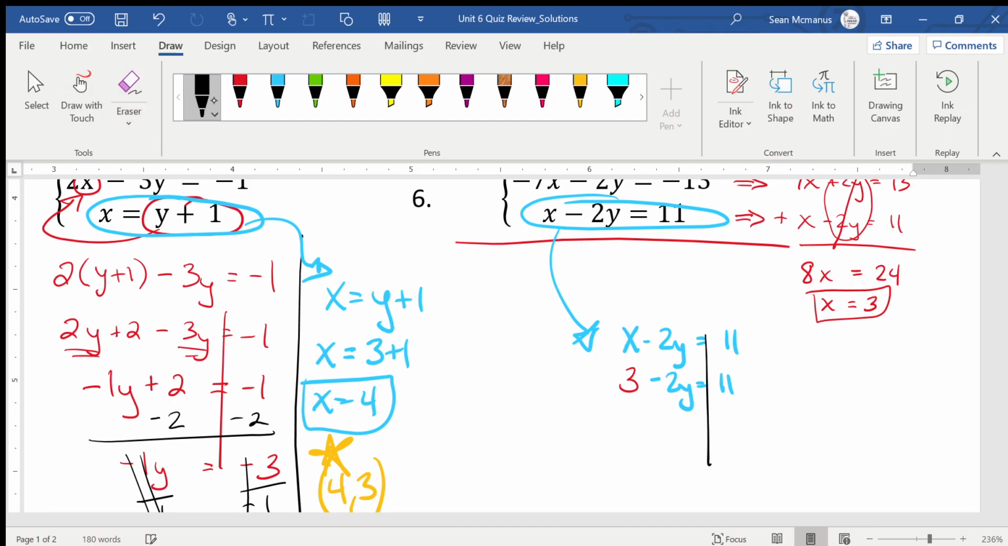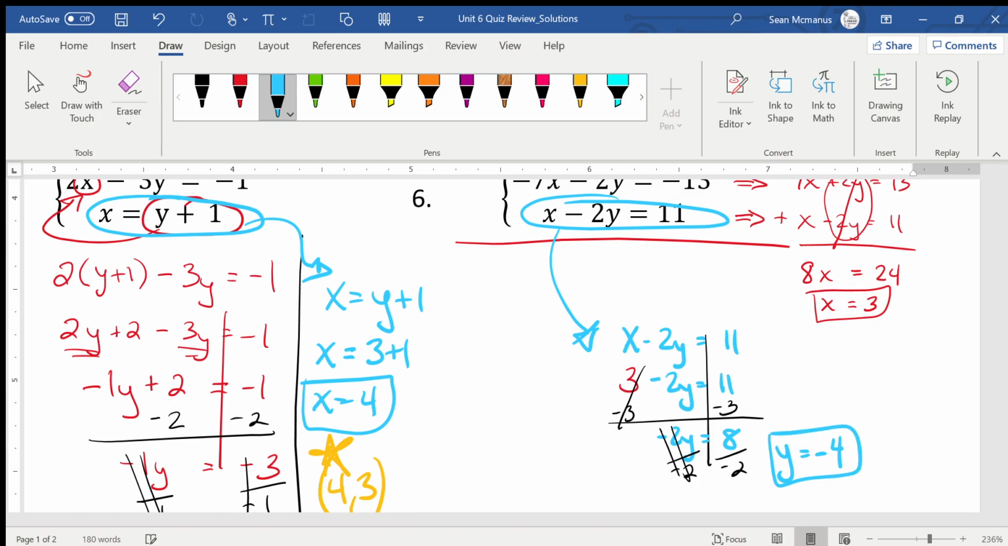All right, so get the y by itself to solve for y, right? So subtract away 3, subtract away 3. So negative 2y equals 8, and then divide by negative 2. I got to do the same to the other side. So y equals 8 divided by negative 2. That's a negative 4. So my final answer would be 3, negative 4.